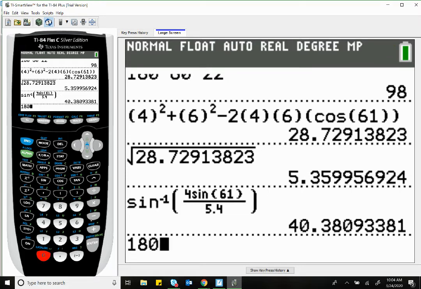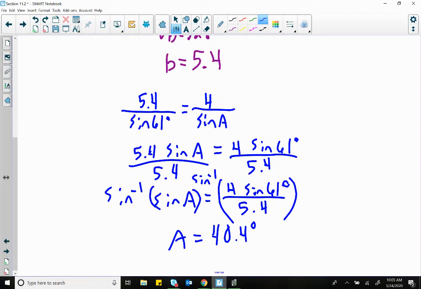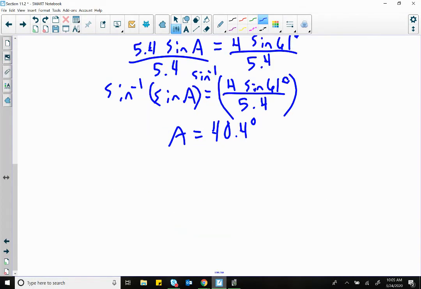So 180 minus 40.4 minus 61. And our last angle, angle C, is 78.6 degrees. See?